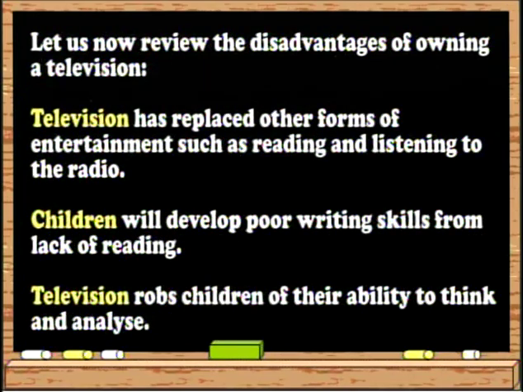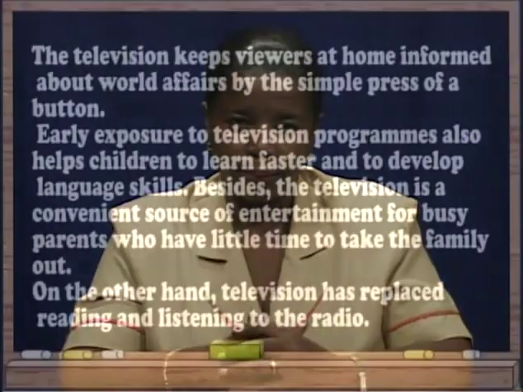Let us now review the disadvantages of owning a television. Television has replaced other forms of entertainment, such as reading and listening to the radio. Children will develop poor writing skills from lack of reading. Television robs children of their ability to think and analyze. So we have it. Let us now see if we can put it all together in the form of a summary.